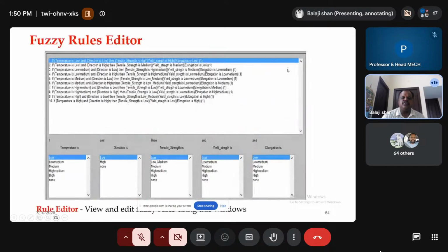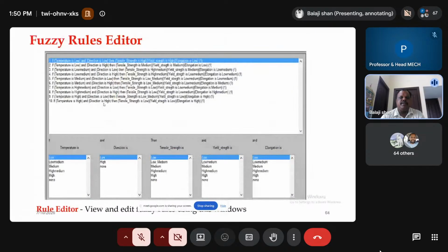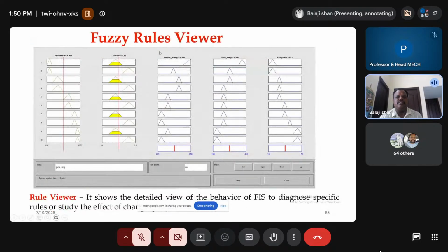Based on the values, we are creating the rules in the fuzzy rules editor. Similarly, for the 10 experiments, we are creating the rules. Finally, we are going for the rules viewer. In between that, if we want to predict any one of the results, you can get the result from the fuzzy rule editor.